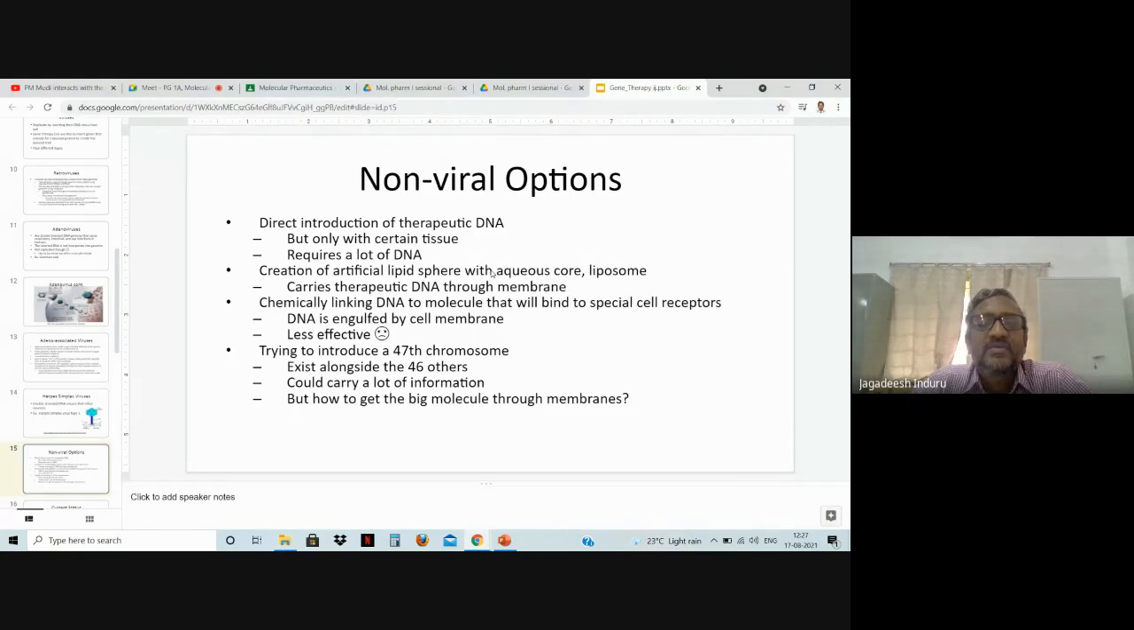Trying to introduce a 47th chromosome, most of the time this exists alongside the 46. These 46, most of the time, we will have somatic and sex genes. You know that this is what we are going to have.